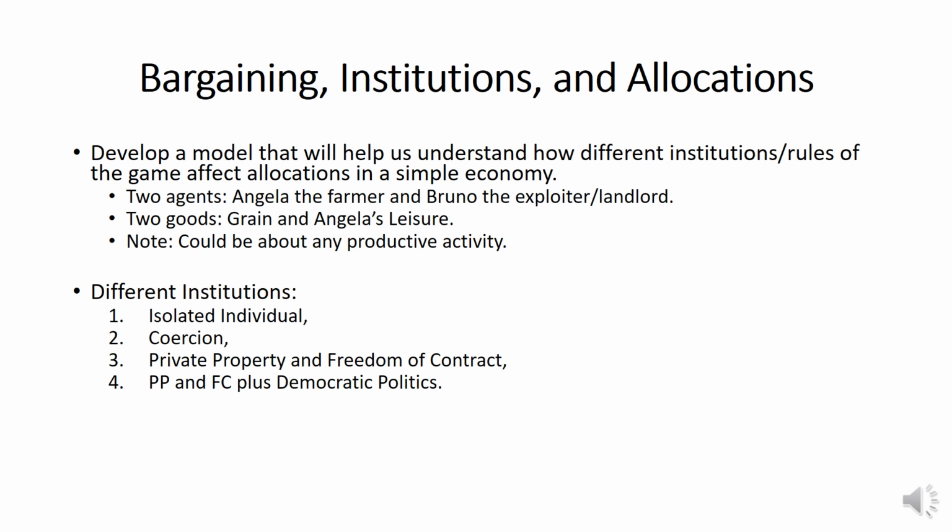This is a world without government. Then in the third institution, we introduce private property and freedom of contract, so a pretty limited form of government, and see how that changes things. And finally, we add to that situation democratic politics, where policy can affect the allocations that are achieved. There are a couple of special ingredients for this set of models. One is quasi-linear preferences, and the other is the survival constraint, and we'll talk about those first before we go into the models.